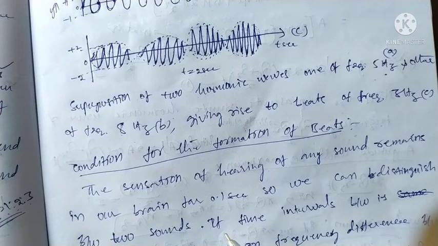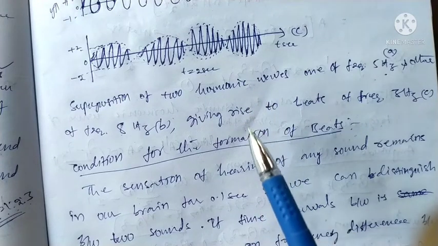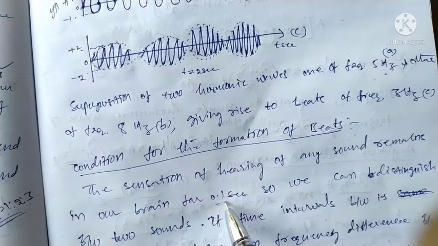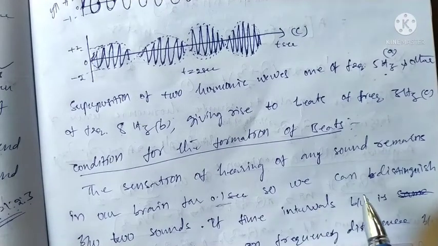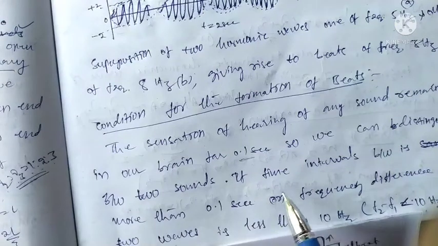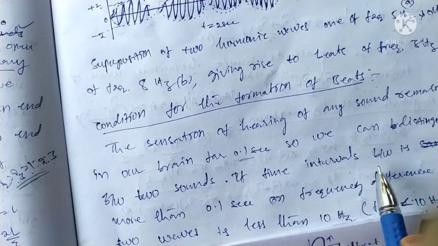Beats give the number of waves, which arise from frequency differences. It can be due to the sound of a number of musical notes. This is called beats. Within 0.1 seconds we can't distinguish two or more different sounds; this is the time interval difference.